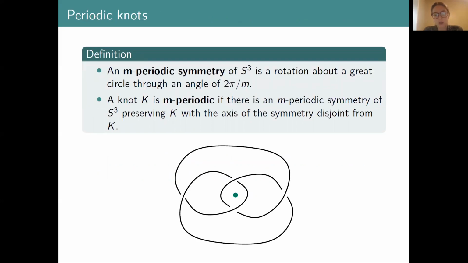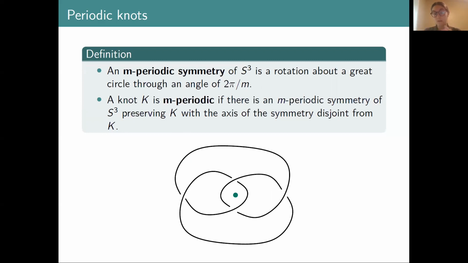Okay, so we're going to use a property that some knots have called periodicity. So in S3, a periodic symmetry is a certain type of rotation. So I have an axis, which is always a circle, and I rotate about it by an angle of 2 pi over n. And how that relates to knot theory is, of course, knots are sitting inside of S3. And so if they behave nicely with respect to the symmetry, we'll say that the knot is also periodic.